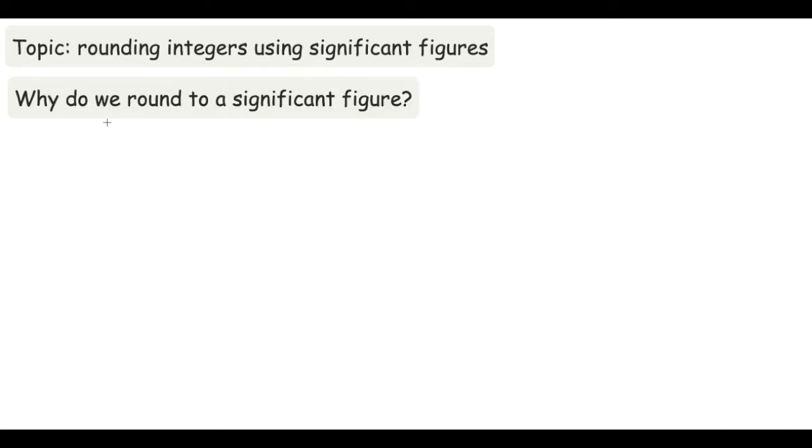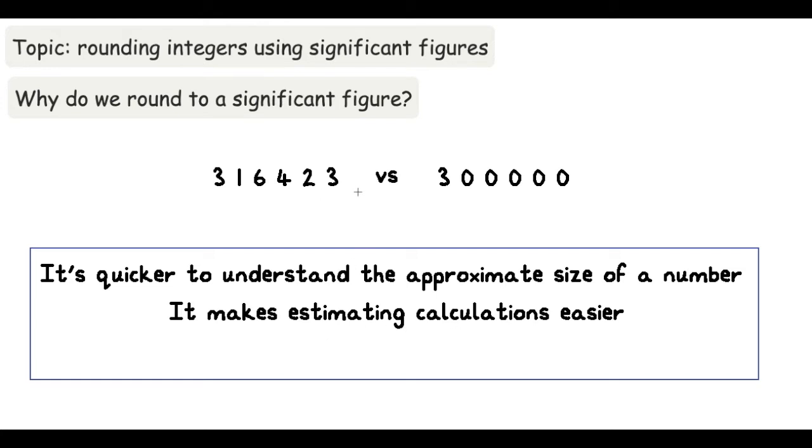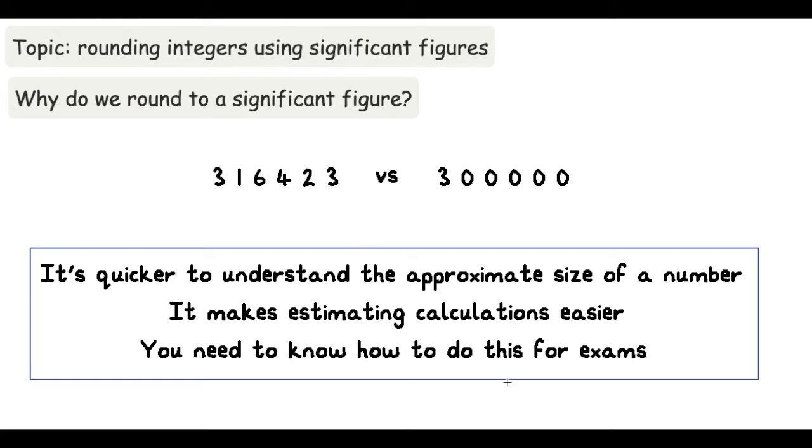So why do we want to round to a significant figure? Well, let's think about this number, and say this represents the number of people in a town, 316,423. Well, if we round this to one significant figure, and I'll show you how to do that in just a bit, we get 300,000. And if we're thinking about populations, then knowing there's about 300,000 is far simpler than knowing this exact value. And so it's quicker to understand the approximate size. We can estimate calculations that use the exact value to make sure we're in the right ballpark. And finally, you need to know how to do this for your exams.